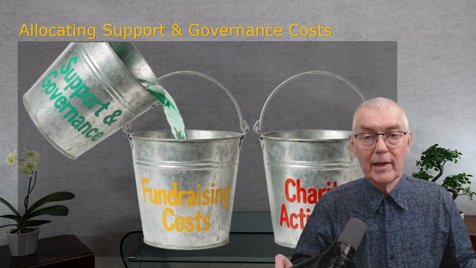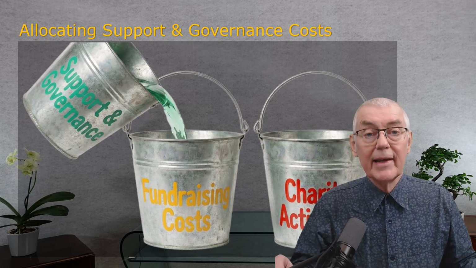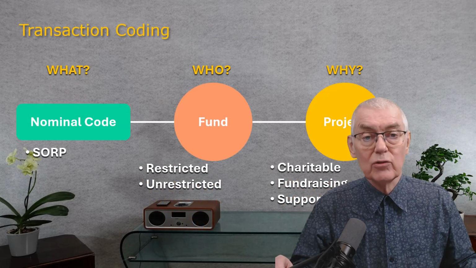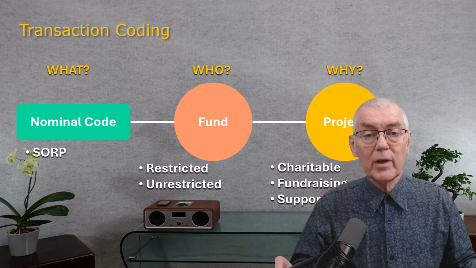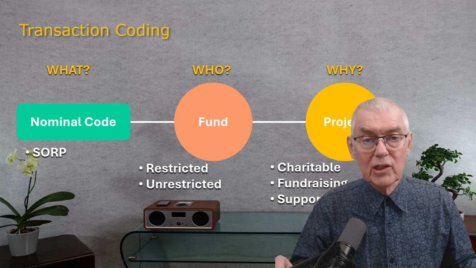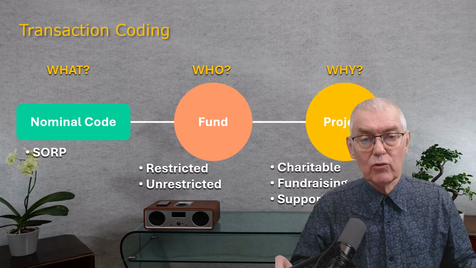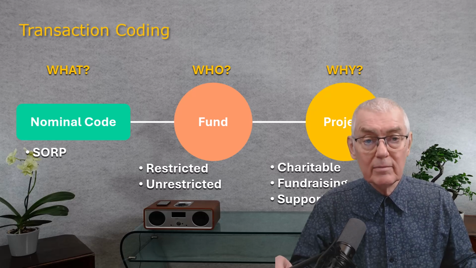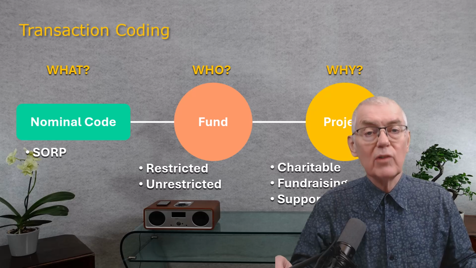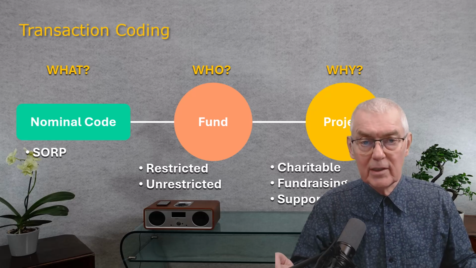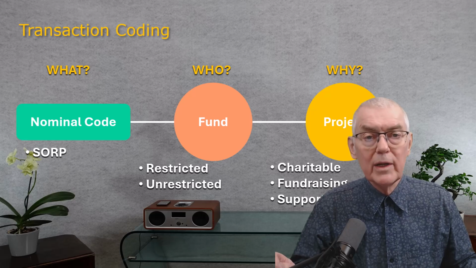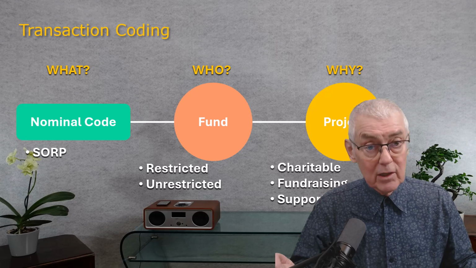To manage all this complexity without losing your mind, in Eden Charities, we use a three-dimensional coding structure for every single financial transaction. The nominal code is the what. What is the nature of the transaction? Is it rent, salary, or travel? The fund is the who. Who is paying for it? E.g. the general fund, or one of the restricted funds, a youth grant, building fund itself. The project code is the why. Why are we doing it? Is it for the summer camp, annual conference, or for governance costs?